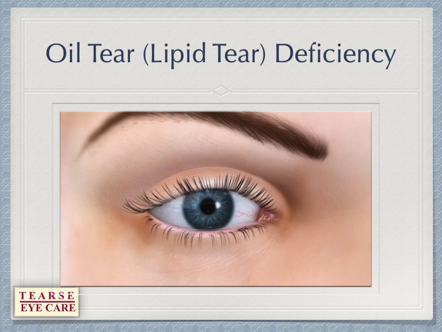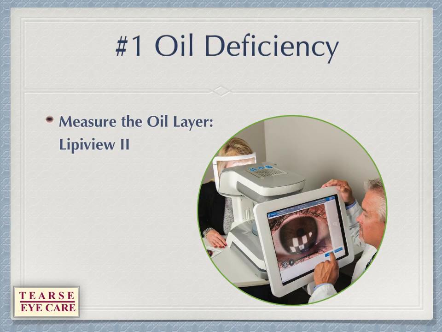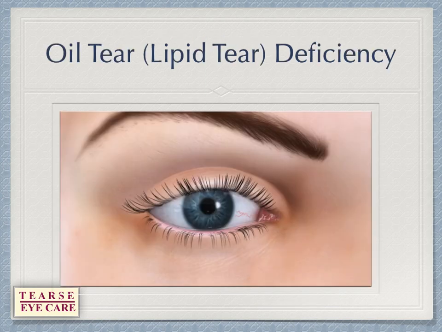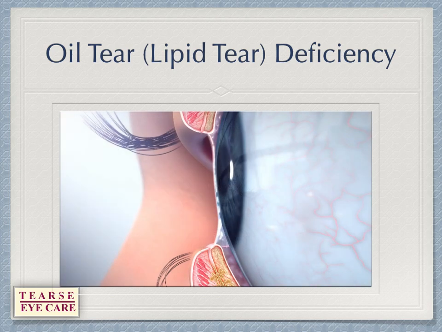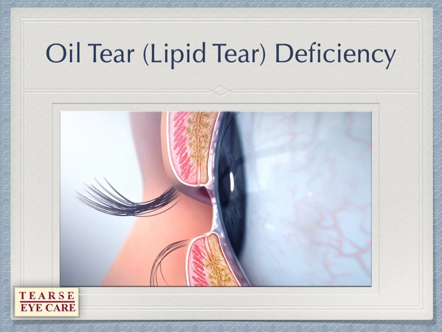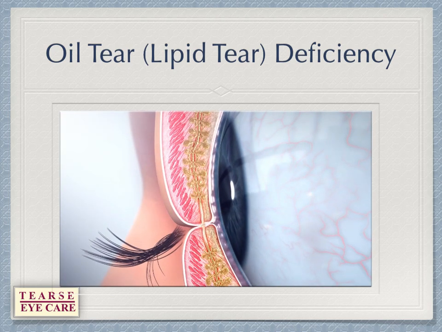Now let's talk about oil tears or lipid tear deficiency. The meibomian glands produce the lipid layer of the tear film in the eye. The lipid layer protects the eye's natural moisture, or aqueous, and allows the eyelid to glide safely over the eye.